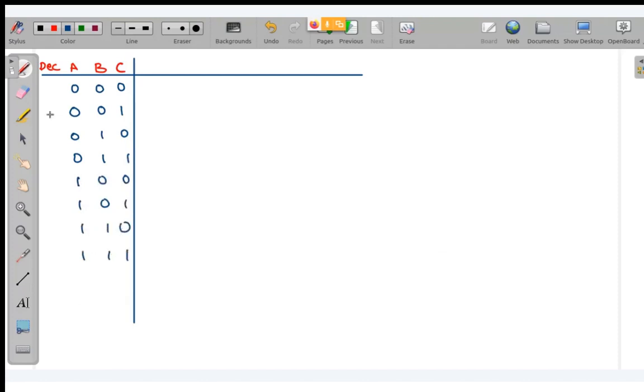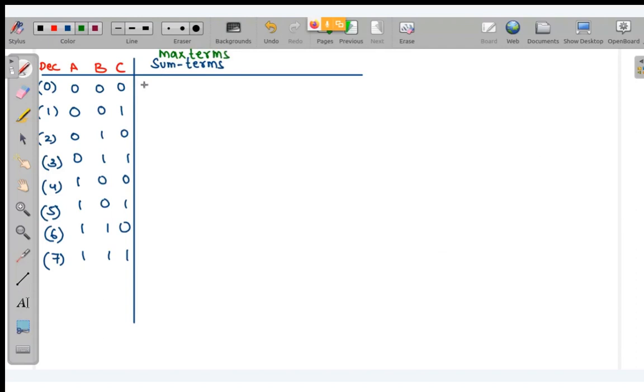So this corresponds to decimal 0, this corresponds to 1, this corresponds to 2, this corresponds to 3, this corresponds to 4, this corresponds to 5, this corresponds to 6, and this corresponds to 7. So in POS form, 0, 0, 0 corresponds to some terms. Some terms are known as your max terms. Previously your product terms were known as min terms, and sum terms are known as max terms.